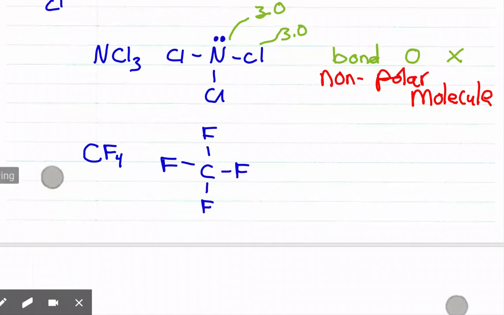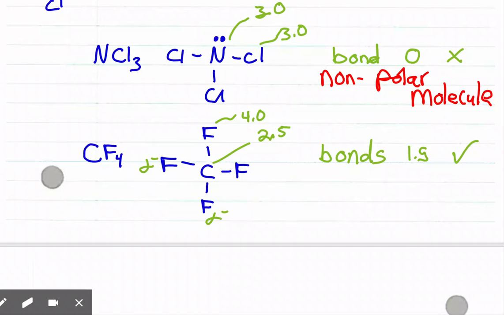So we can start off and we can look at our bonds. So fluorine has an electronegativity value of 4.0. Carbon has an electronegativity value of 2.5. So my difference is 1.5. So we pass the polar bond check. We're going to have partial charges, so we have to write those in.